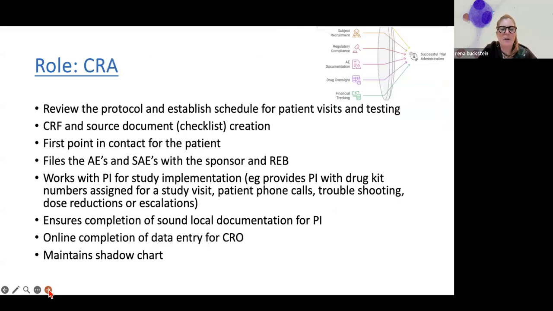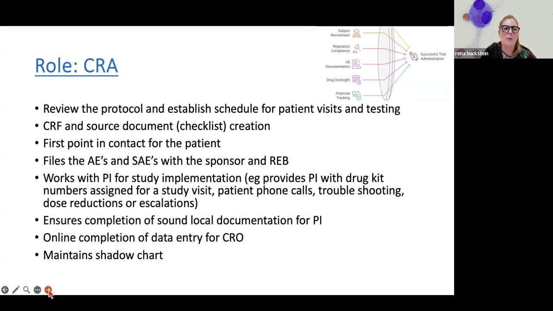The CRA, the real workhorse, is also responsible for reviewing the protocol and developing the schedule for patient visits and testing, to know how to book the patients and the tests appropriately in the right timelines that adhere to the protocol guidelines, plus or minus 48 hours. They have to have a bone marrow, or they have to get their treatment. Their time from consent to treatment has to be X period of time. They're the ones that ensure adherence to these timelines.